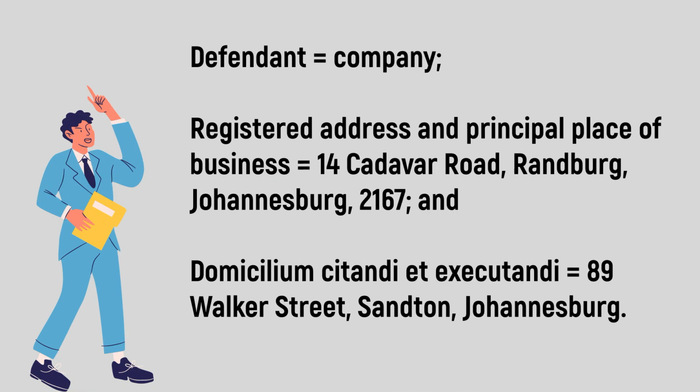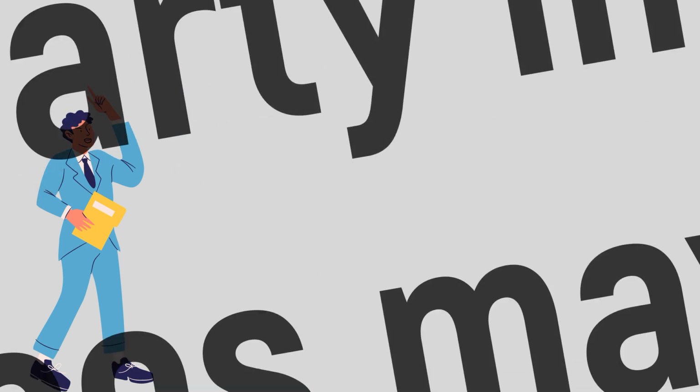The defendant is a company. Let's say it has its registered address and principal place of business at 14 Cadaver Road, Randburg, Johannesburg 2167, and its domicilium citandi et executandi at 89 Walker Street, Sandton, Johannesburg. Let's stop for a second.